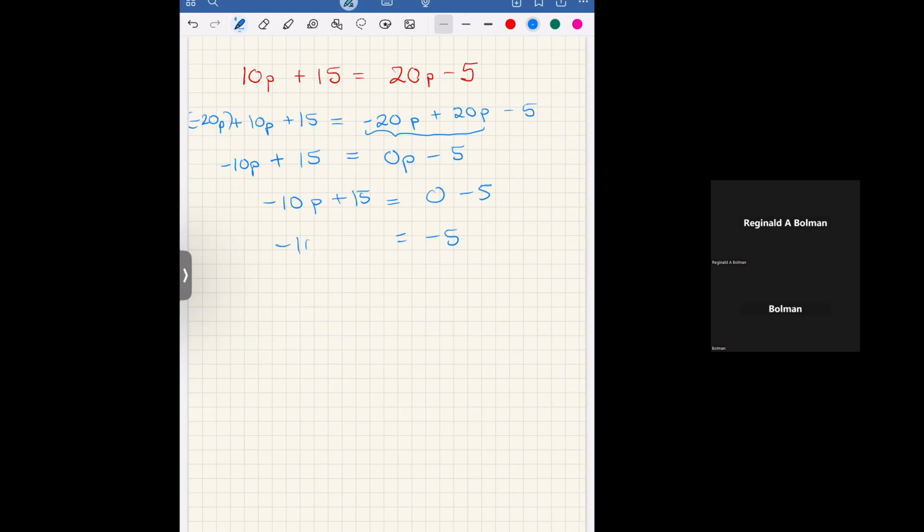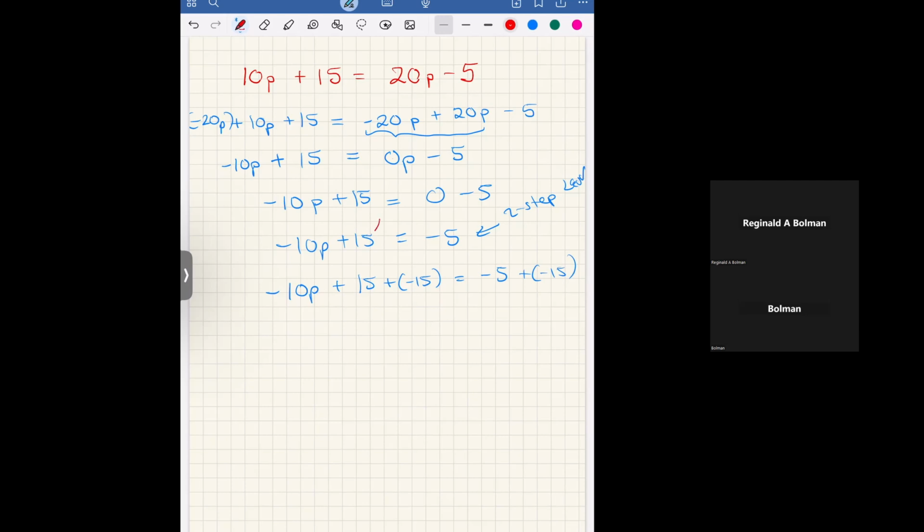But what we can do, if you guys are seeing this, is we now have a two-step LEOV. Because we have a two-step LEOV, now we can use our additive inverse on both sides of our equation. In this case, we'll use the additive inverse of the positive 15, which will be negative 15. I'm going to add negative 15 to both sides of my equation because negative 15 is the opposite, or the additive inverse, of a positive 15. This will allow my 15s to add to 0.